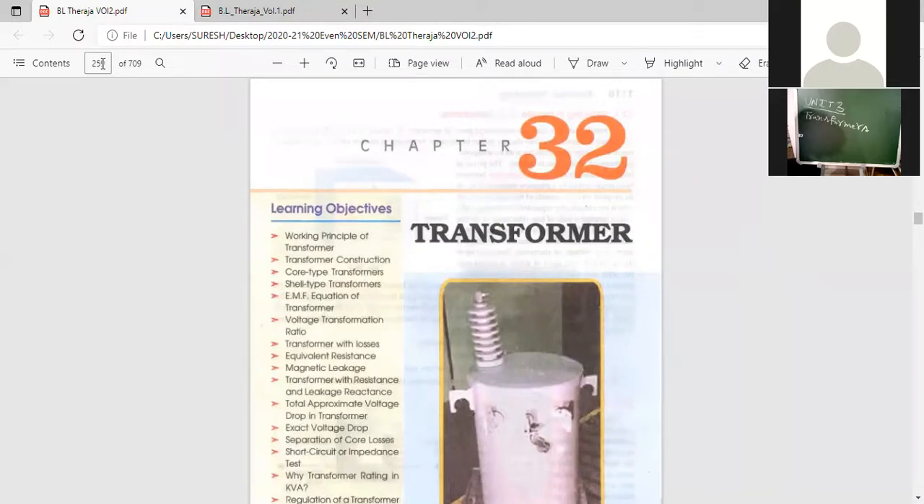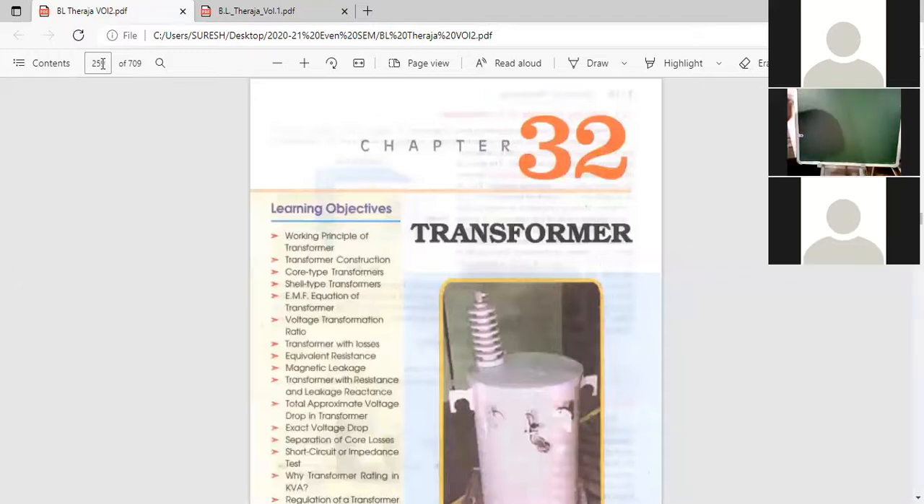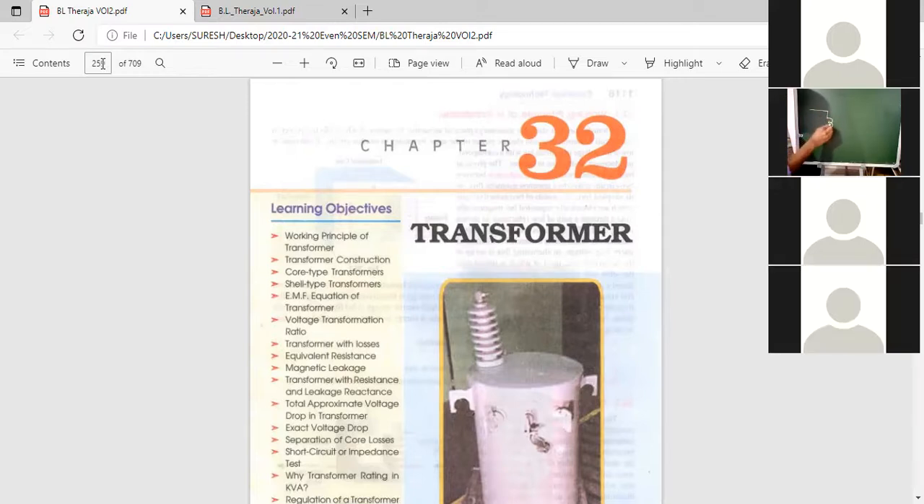What do you mean by transformer? Have you seen the transformer? Yes, sir. Near your house, you might have seen the transformer. I'm drawing the symbol of the transformer. See here. This is the symbol of the transformer.